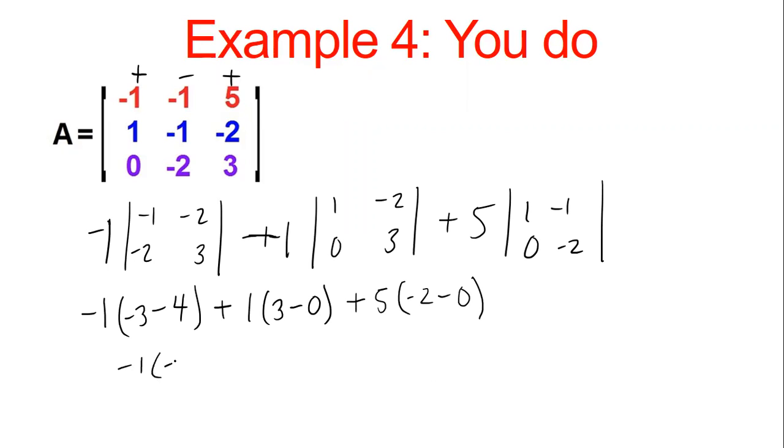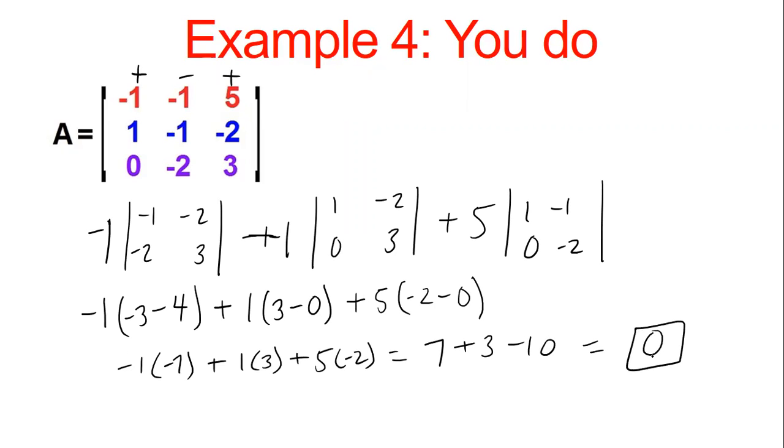So we had -1 times -7 plus 1 times 3 plus 5 times -2. So we did our parentheses. Now we're going to do our multiplication, right? So that's 7 plus 3 minus 10 equals what? 0. Yes? Are we good? Everyone found the error? Yes.